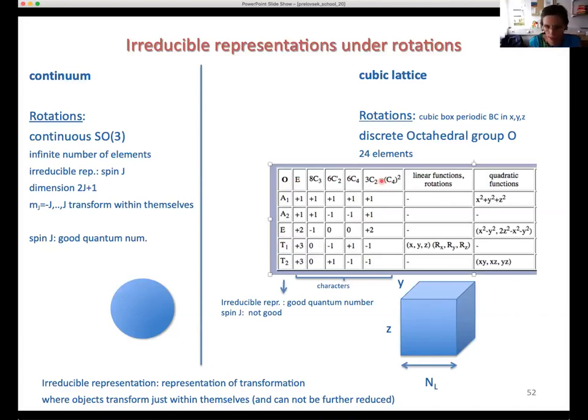Okay, maybe I need to go forward now, but... Yes, I understand. Yeah, but this is not so essential for what we will discuss. It's just because my title is finite volume, I wanted to mention this effect.